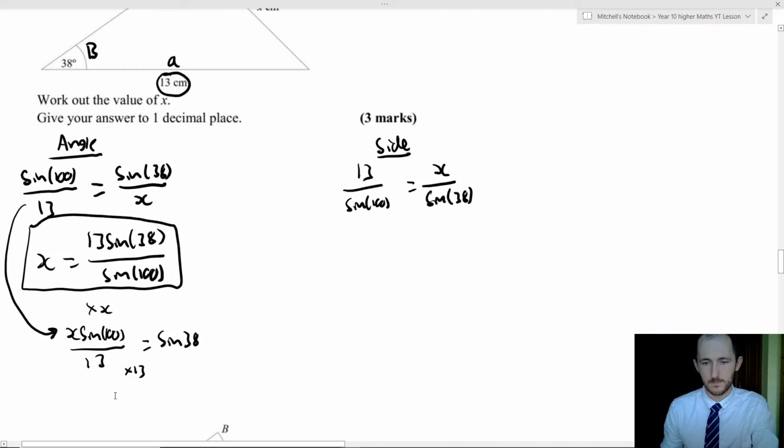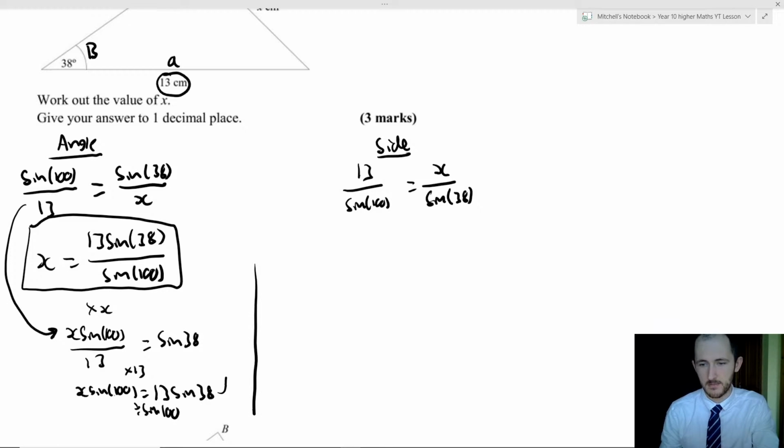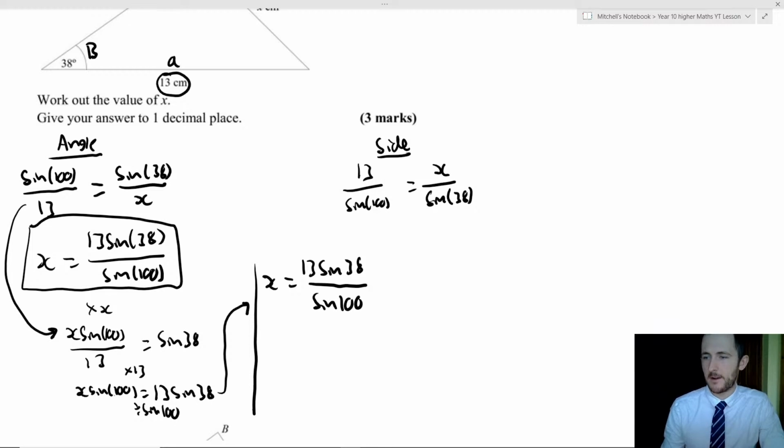So we have x sine 100 equals 13 sine 38. Divide by sine 100. And remember, sine 100 is just a number, so it doesn't actually matter. Okay, and we get x equals 13 sine 38 over sine 100. And I hope that you can see that if I rearranged this equation, I would get the exact same thing, because all I'd need to do is times both sides by sine 38.